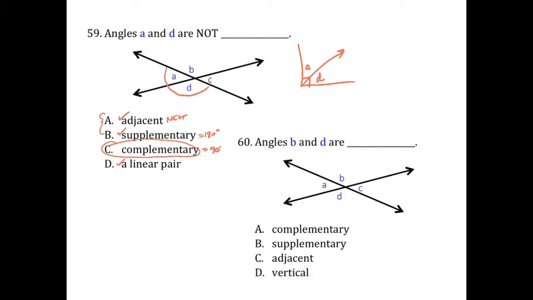All right, question number 60 says angle B and angle D are what? Complementary, they don't look complementary, so put an X on that one. Supplementary, they don't look supplementary. Let's put an X on that one. Adjacent, they don't look next to each other. Put an X on that one. Vertical, they are vertical angles. They're those opposite angles formed by the intersecting lines, and they're congruent to each other, so D is what they are.